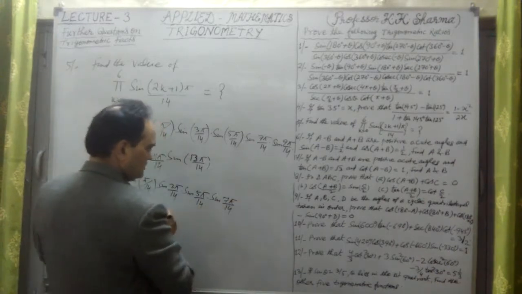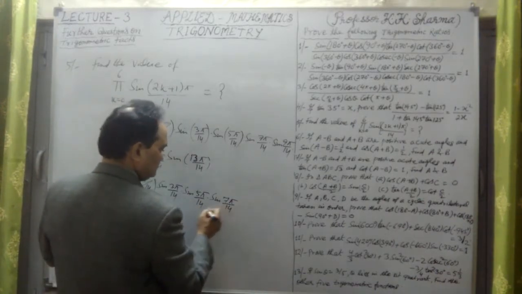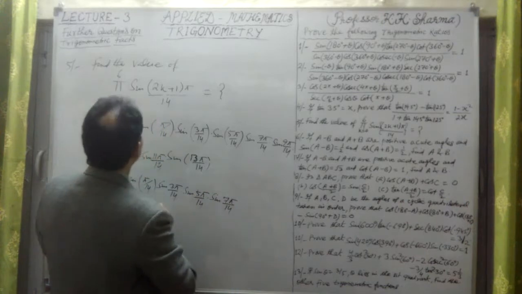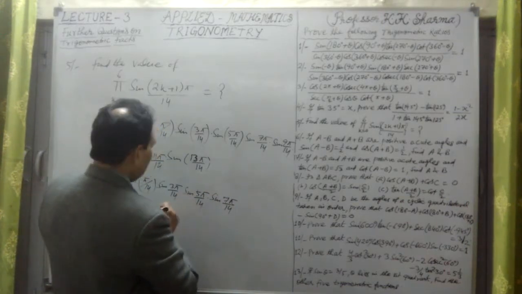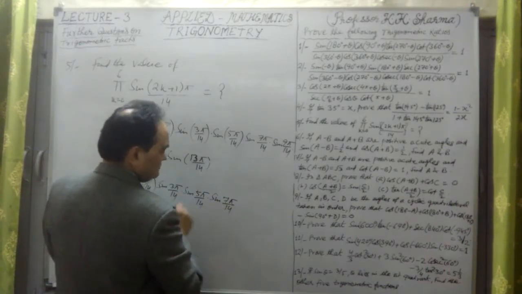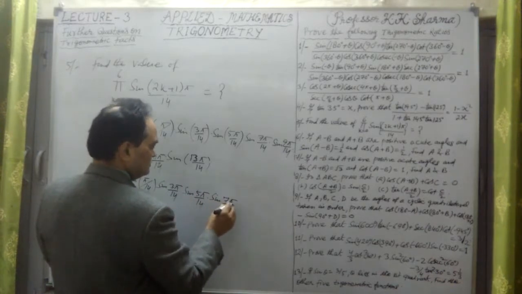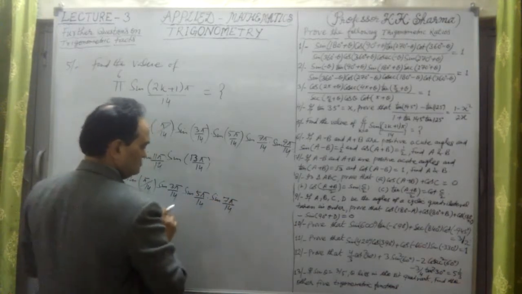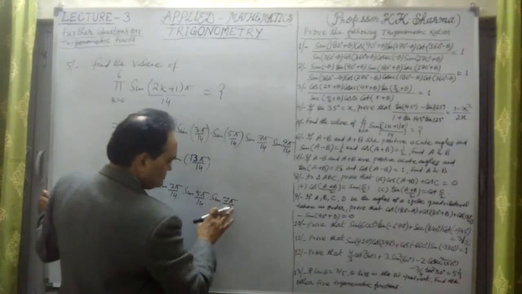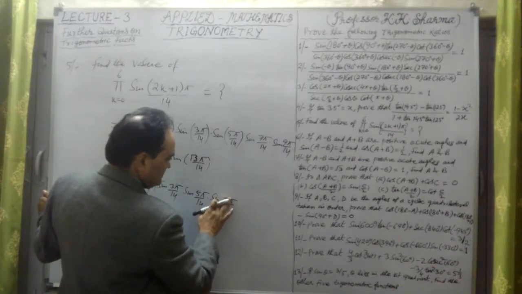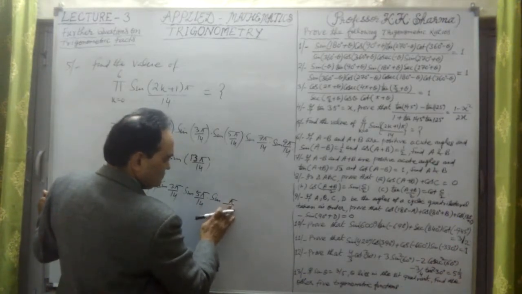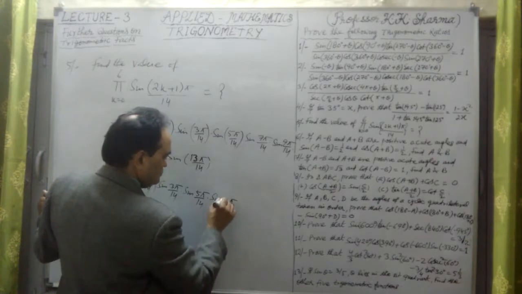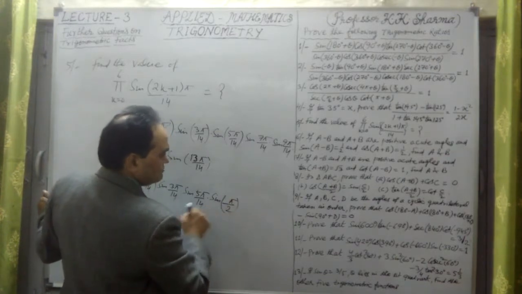Okay. If I change to the next one, what is the value of this? What we have to find out are the values. 7 pi by 14 is pi by 2. So sine pi by 2 is 1.